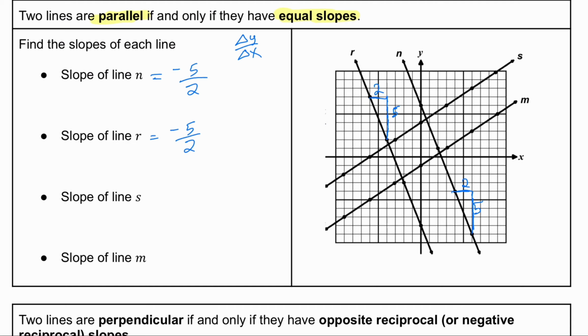Now we're going to do the same thing with the other two line segments here. So we have S and M. If I look at line S, I'm going to count how far up. So we're going up 2 and over 1, 2, 3. And I'm going to do the same thing with M. We go up 2 and over 3, right? Just counting those slopes. And since these are positive slopes, I know these slopes are both 2/3. And again, since these slopes are equal, we're proving that these two lines are in fact parallel.